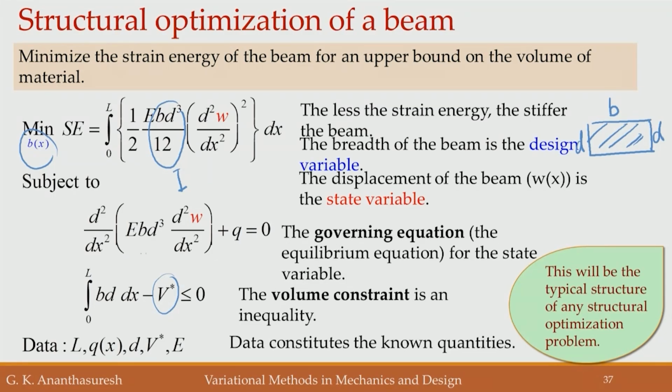And then W that we use here has to satisfy a governing equation, which is the equilibrium equation, written there. Then you have a volume constraint, and length is given, loading Q of x is given, D is given, the depth of the beam, and V star, which is an upper bound on the volume of material that you can use, and the Young's modulus. Okay. So, with all this data you have to solve this problem.